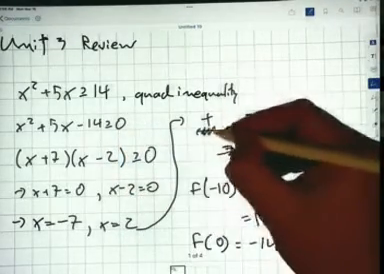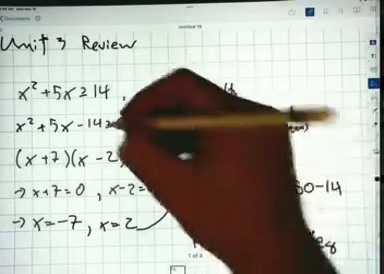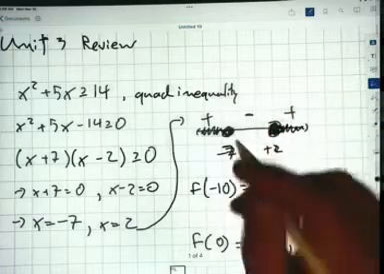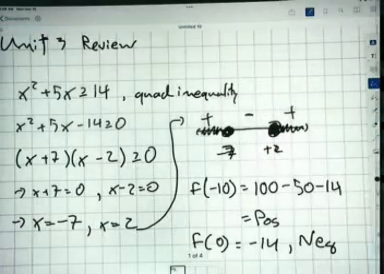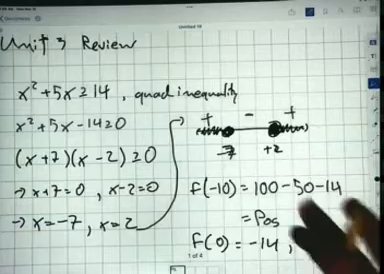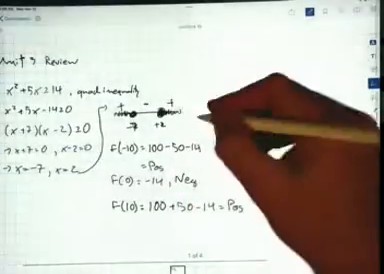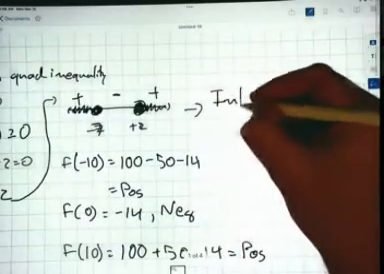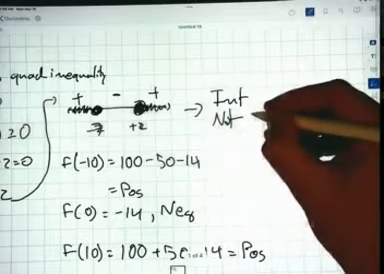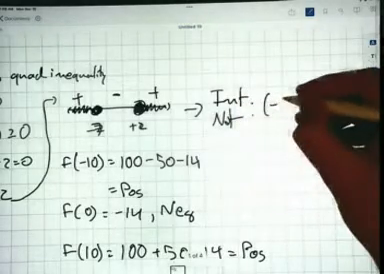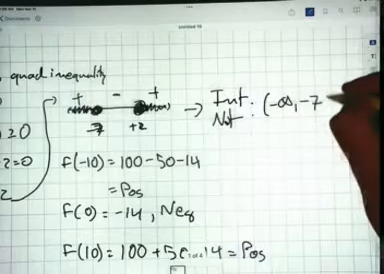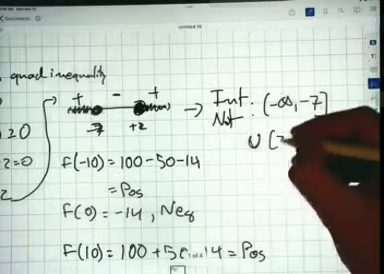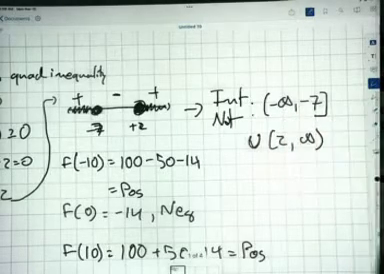Well, it's greater than 0 here and here. But don't forget the or equal to, so we can include the negative 7 and the positive 2. Now, the number line is a nice visual way to represent this, but I'm going to request that you put it in interval notation. The interval notation would be from negative infinity to negative 7 inclusive, unioned with 2, inclusive, all the way up to infinity.